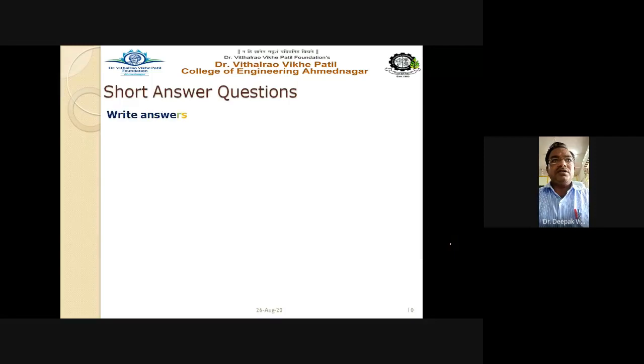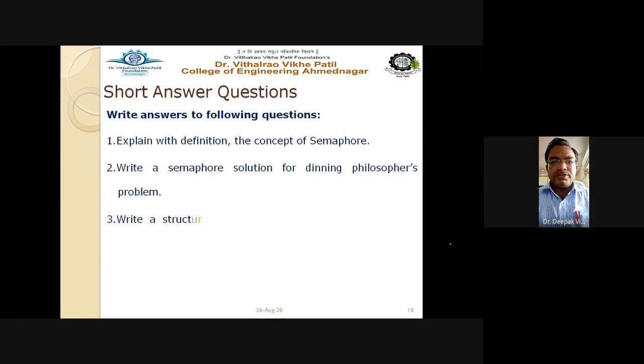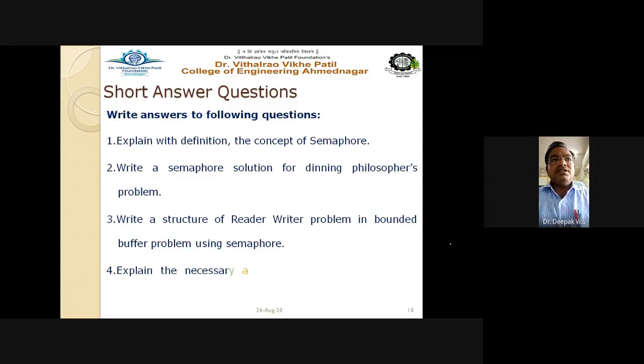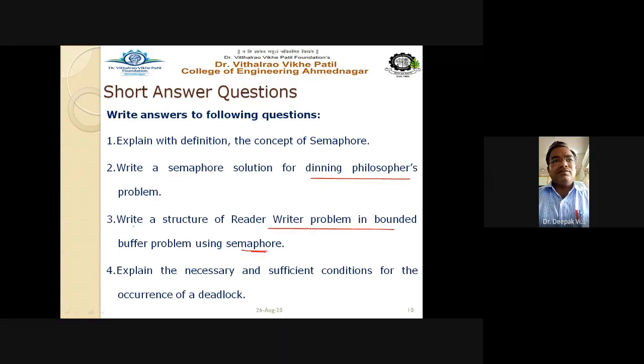The questions that may be asked in the in-semester as well as the end-semester examination on the first part of unit number 3 are: explain with the definition the concept of semaphore. You have to write in detail how the semaphore works with the help of signal and wait functions. Write a semaphore solution for the dining philosopher problem. Another very important question: write the structure of the reader-writer problem and the bounded buffer problem using semaphore. In both cases, whether it is the dining philosopher or the reader-writer problem, you have to write the pseudocode using the semaphore concept.